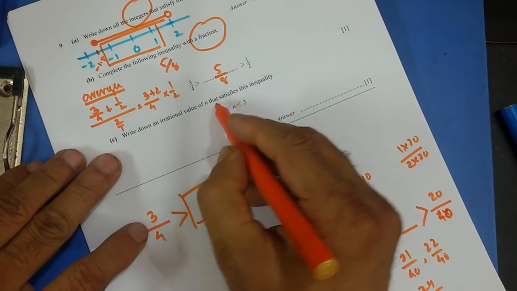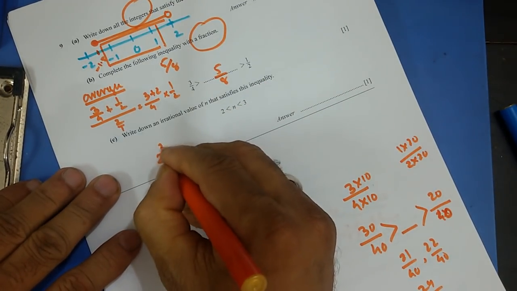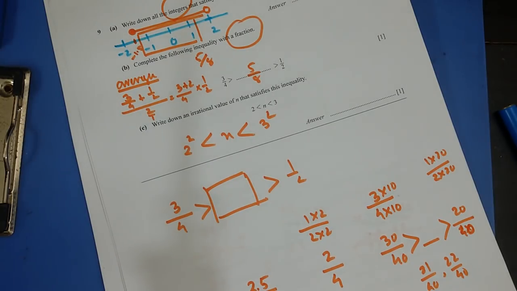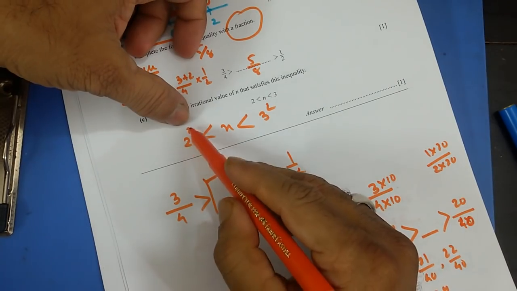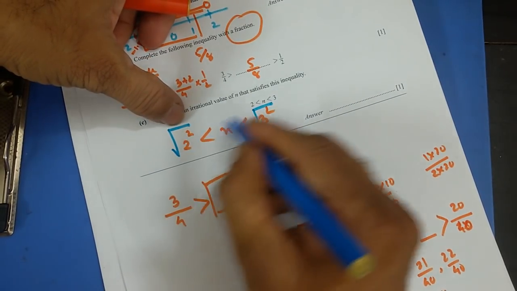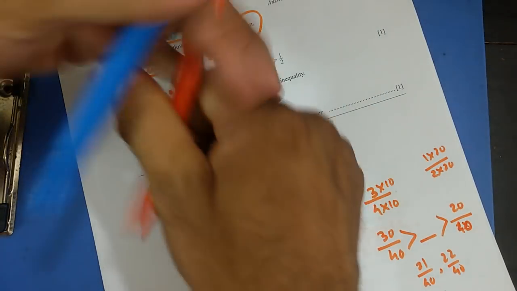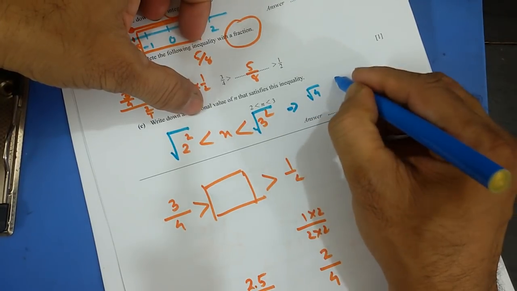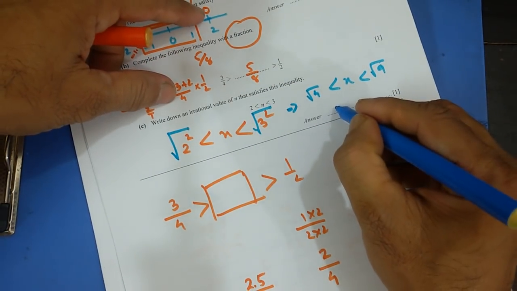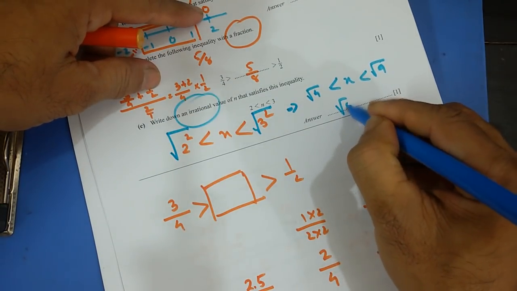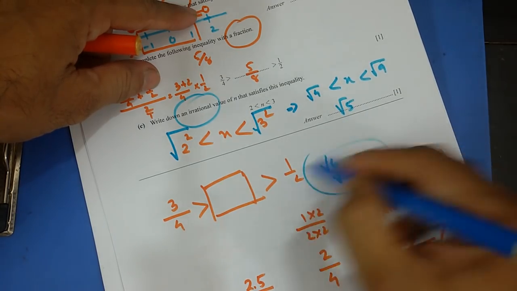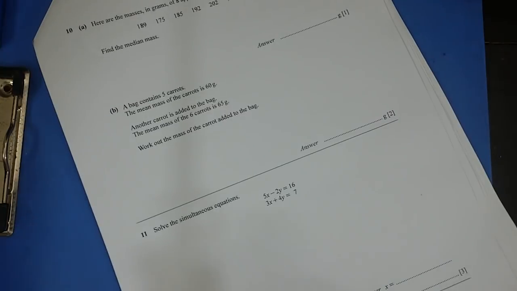Now this one, write down an irrational value of n that satisfies this inequality. To do that, I can write down a square, then n, and this one square. I cannot do this because 2 squared equals 4, unless I introduce a square root. Square root of 2 squared means 2, square root of 3 squared means 3. So that can be written as square root of 4 here and square root of 9. Anything in between is going to be an irrational number. You can write down square root 5. Can square root 6 be an irrational number? Yes, it can. Square root 7, square root 8. So you have 4 choices. There are some more, but these are sure shot. So this one is done.